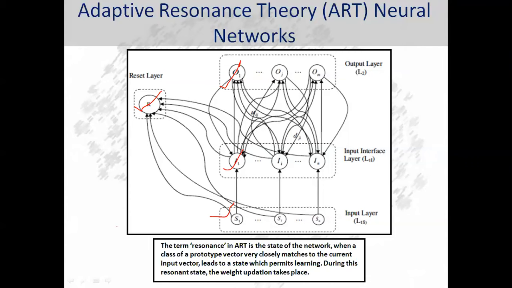Now, the term resonance in your ART network is the state of network when a class of prototype vector very closely matches to the current input vector that leads to a state which permits learning. During this resonant state, the weight updation takes place. Or the resonance means the state in which the neural network can learn, can update its weights.